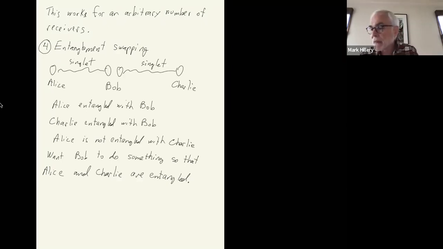All right, so we have Alice and Bob sharing a singlet, and Bob and Charlie sharing a singlet. So we have phi minus for Alice-Bob, and then phi minus for Bob-Charlie. So we have a 4-qubit state that looks like that. Now I'm going to rewrite that state in a different way.